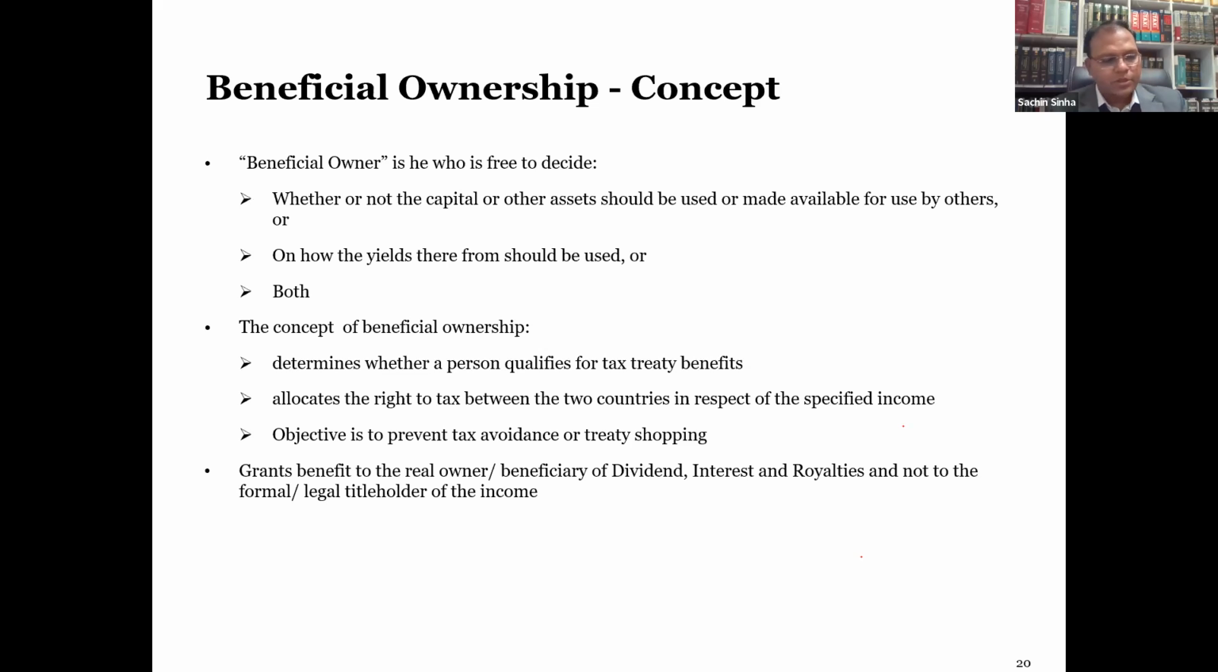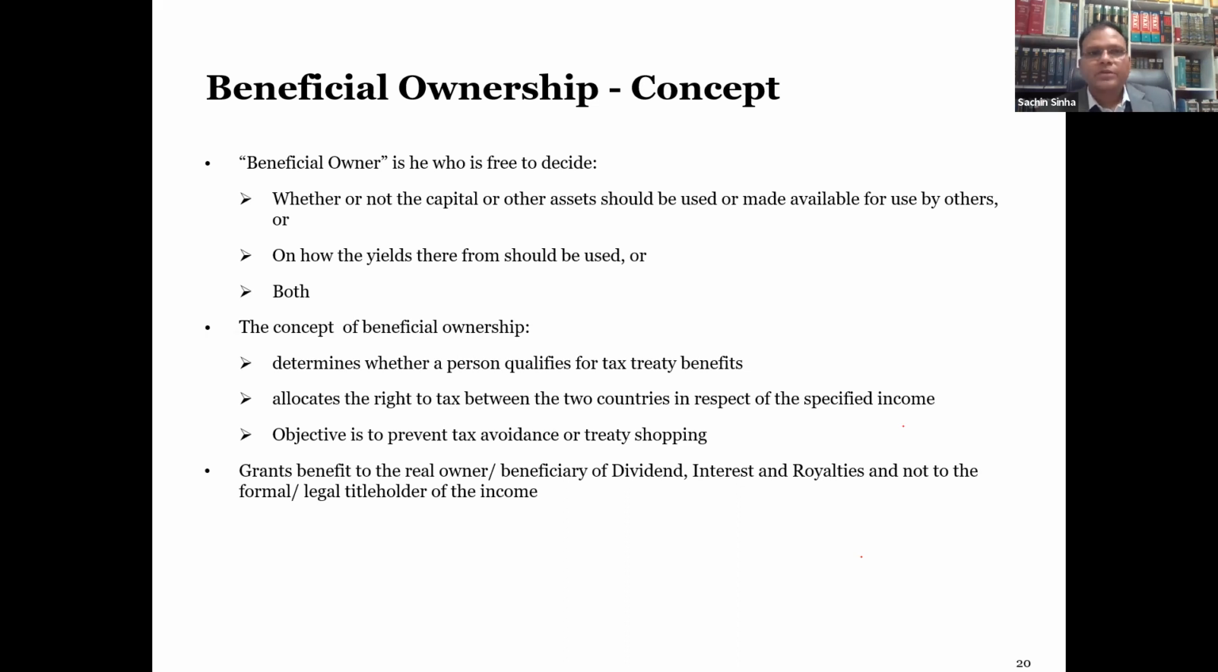So the beneficial ownership concept: if you read the treaty, as I mentioned, a few articles like Article 10, 11, 12, generally speaking based on the OECD model convention, that is interest, royalty, FTS and a few other articles, have the beneficial owner concept. It means generally the income is taxable in one country. If I refer to the dividend article, it says it will be taxable in the country where the person is resident. It means not only in the country in which the dividend is declared, but it will be taxable in that country also.